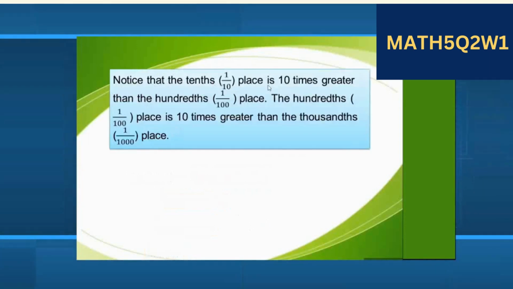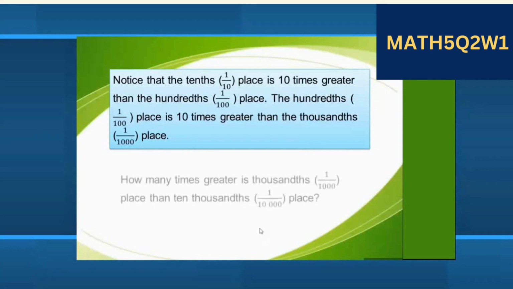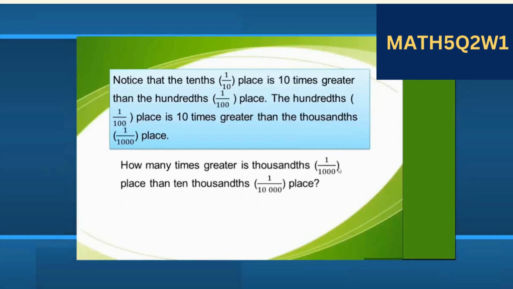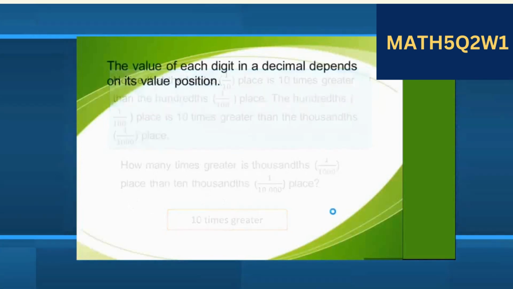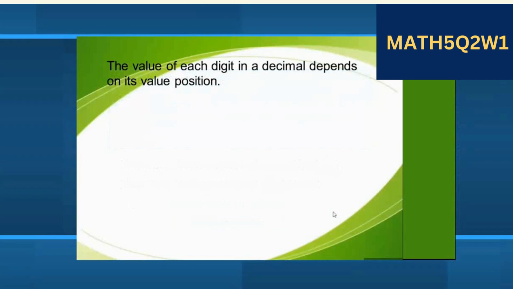Now, notice that the tenths place is 10 times greater than the hundredths place. The hundredths place is 10 times greater than the thousands place. How many times greater is thousands place than 10,000s place? Exactly, that is 10 times greater. It means that the thousands place is 10 times greater than the 10,000s place. The value of each digit in decimal depends on its value position.